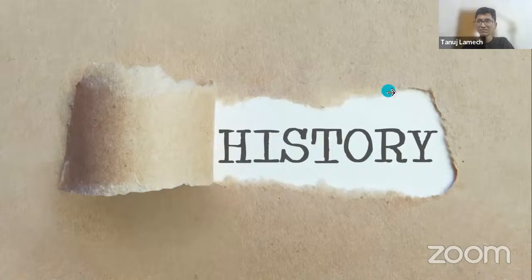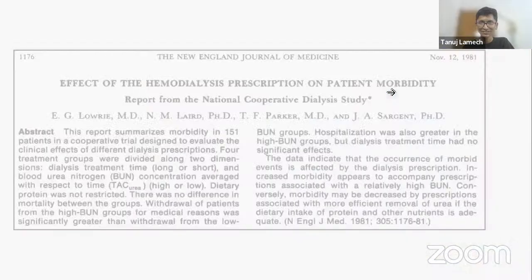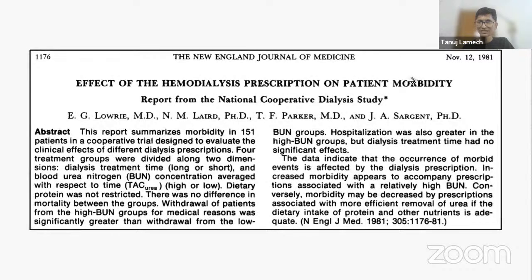History of medicine actually interests me quite a lot, so we'll start with the history of this. This is the NCDS paper from 1981, and this is where it started. Before we go into this paper, we'll be looking at some of the trials and the studies which have led up to the current accepted standard of Kt/V of 1.2.